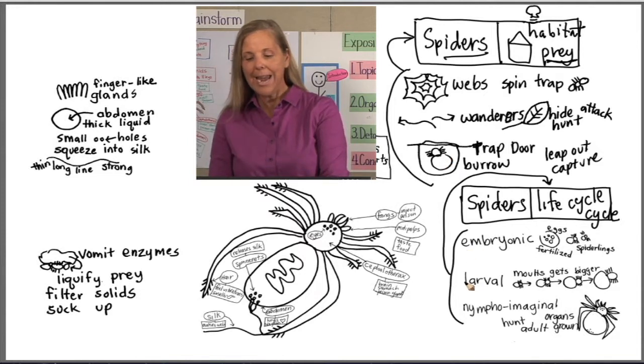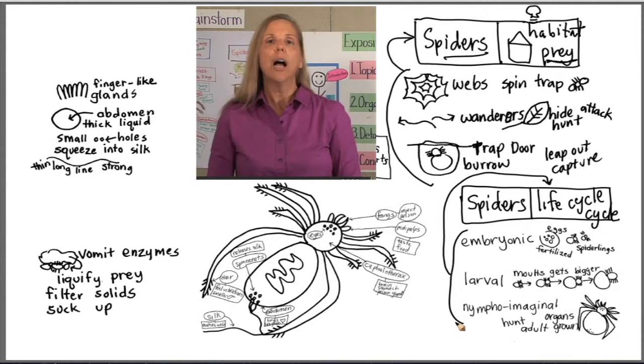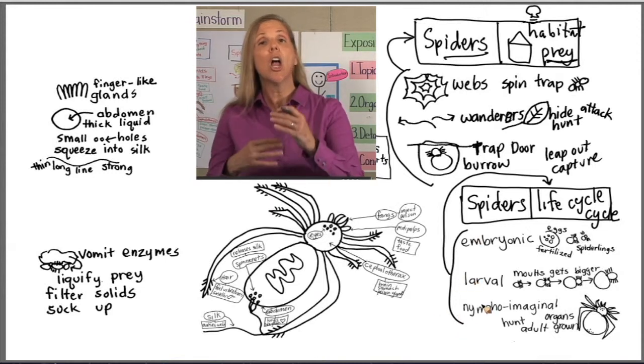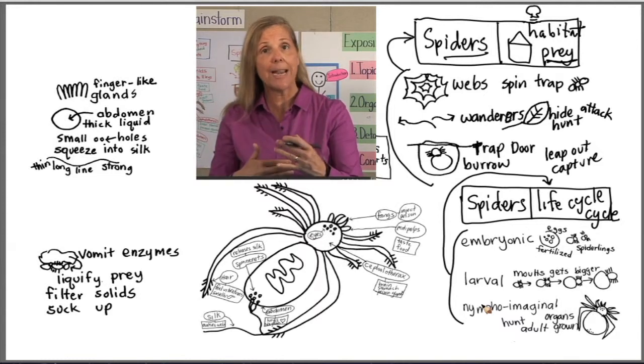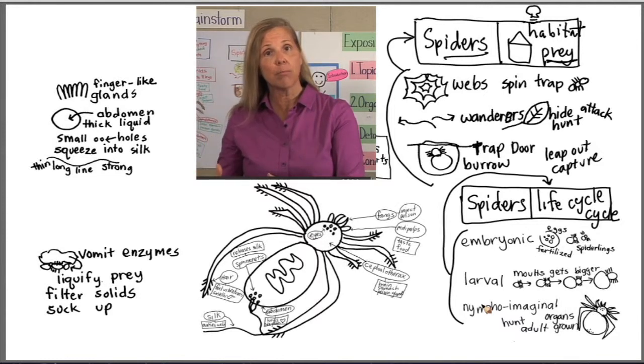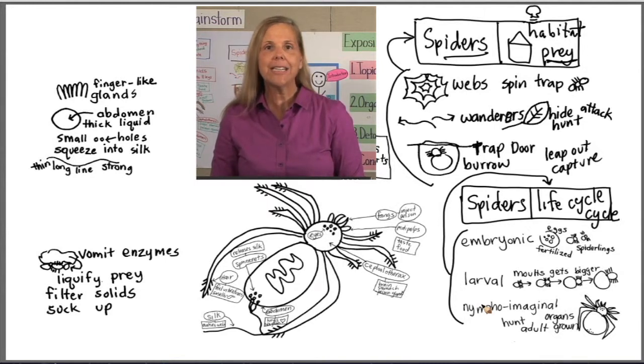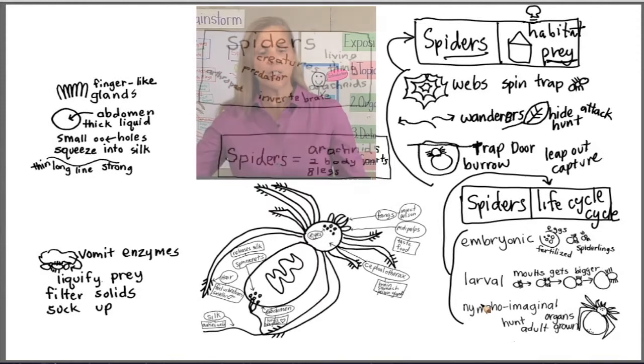Here, the details had to be in order. So I said embryonic stage, larval stage, nympho-imaginal stage. What happened to the spider in this information? Oh, they went through their life cycle. So when you're looking at details, it's critical that you see whether or not they're in order or not in order. Let's now look at a finished brainstorm.